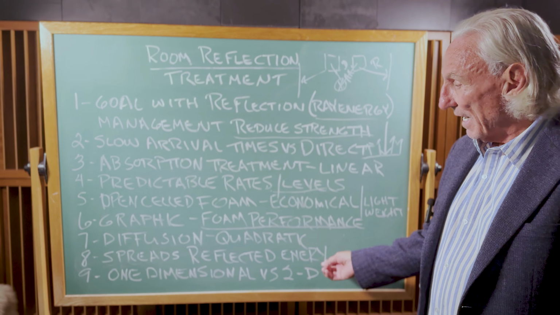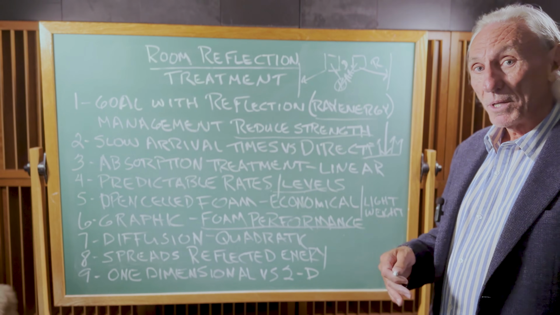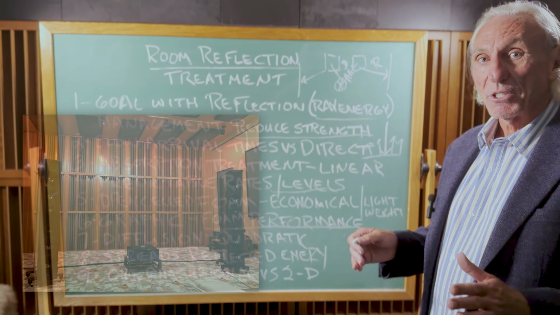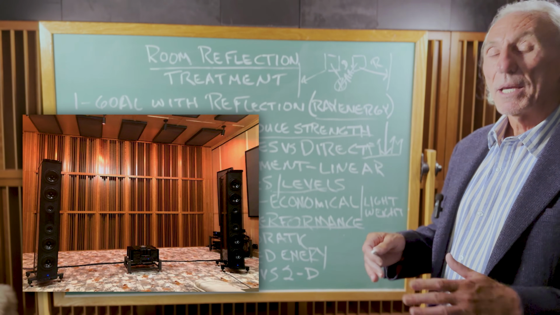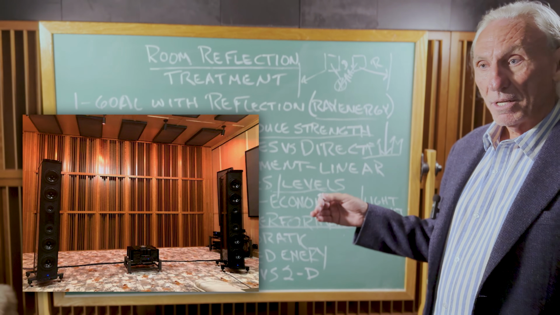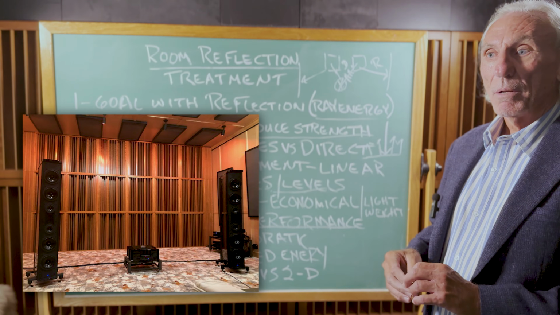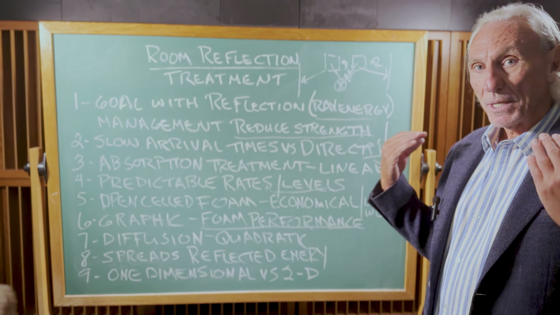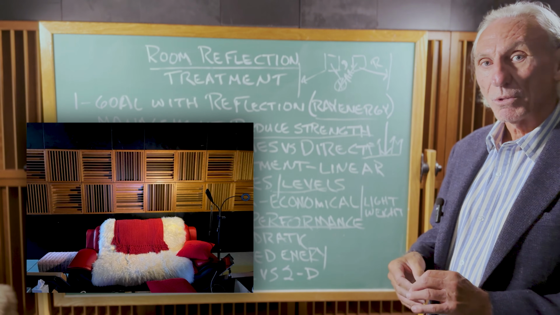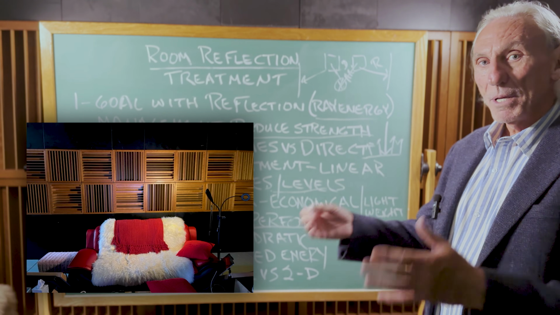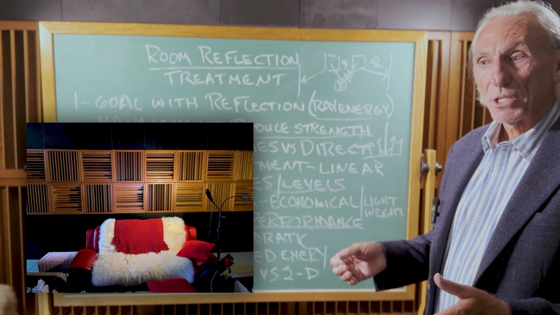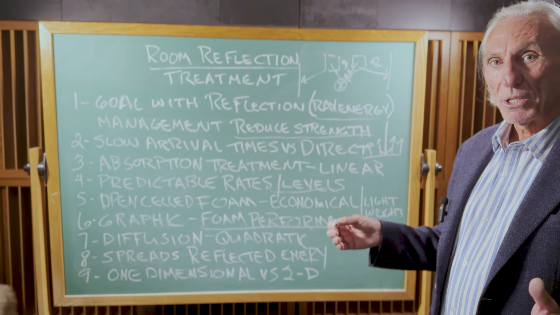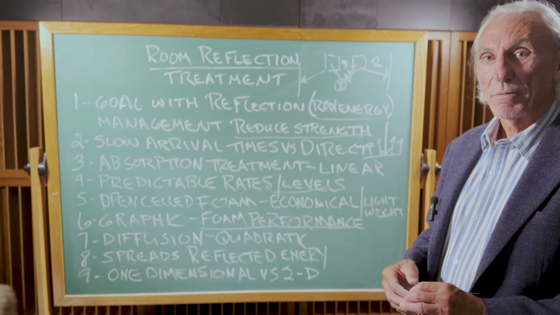Spreads the reflected energy out, and then with diffusion, you have the one-dimensional or the two-dimensional. One-dimensional actually has a color to it, if you will. It can actually enhance things. Two-dimensional is more for people who are limited in their distance from their ears to the surface area where diffusion will be applied. Two-dimensional won't add anything to your presentation, won't increase the sound stage, won't increase separation, but it will minimize the impact of the reflection.